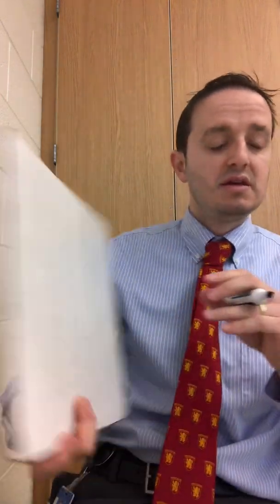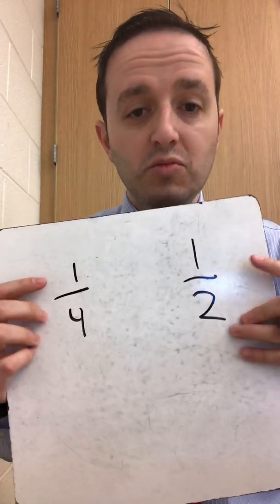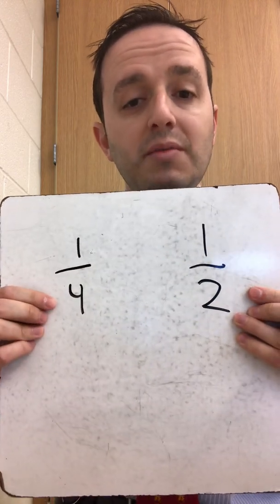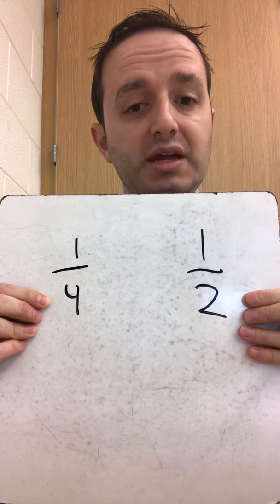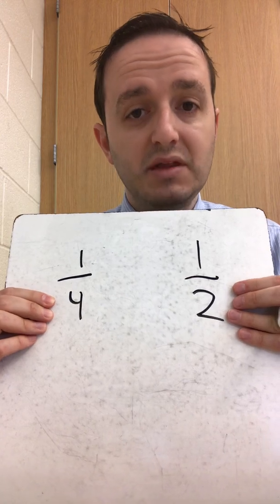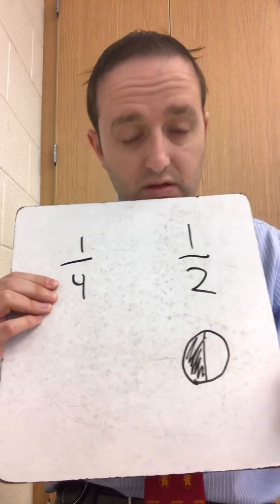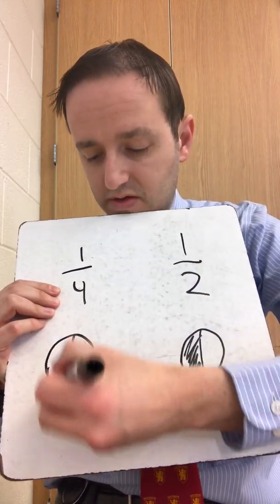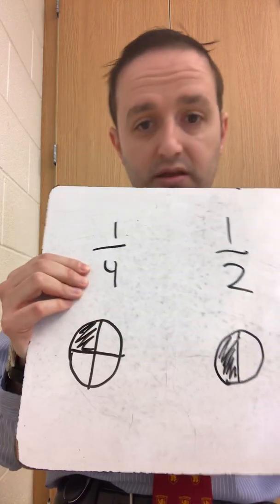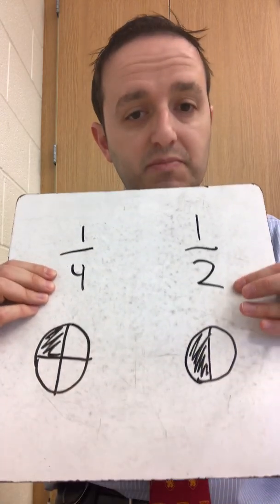Our second step is if they have the same numerators. Let's say we have 1/4 and 1/2. If they have the same numerators, we go to the denominator. Now the denominator, this is where it gets a little tricky. This is a half and this is a 1/4. This denominator tells me how big the pieces are. There's my picture for 1/2, and for 1/4, that's what my picture looks like.